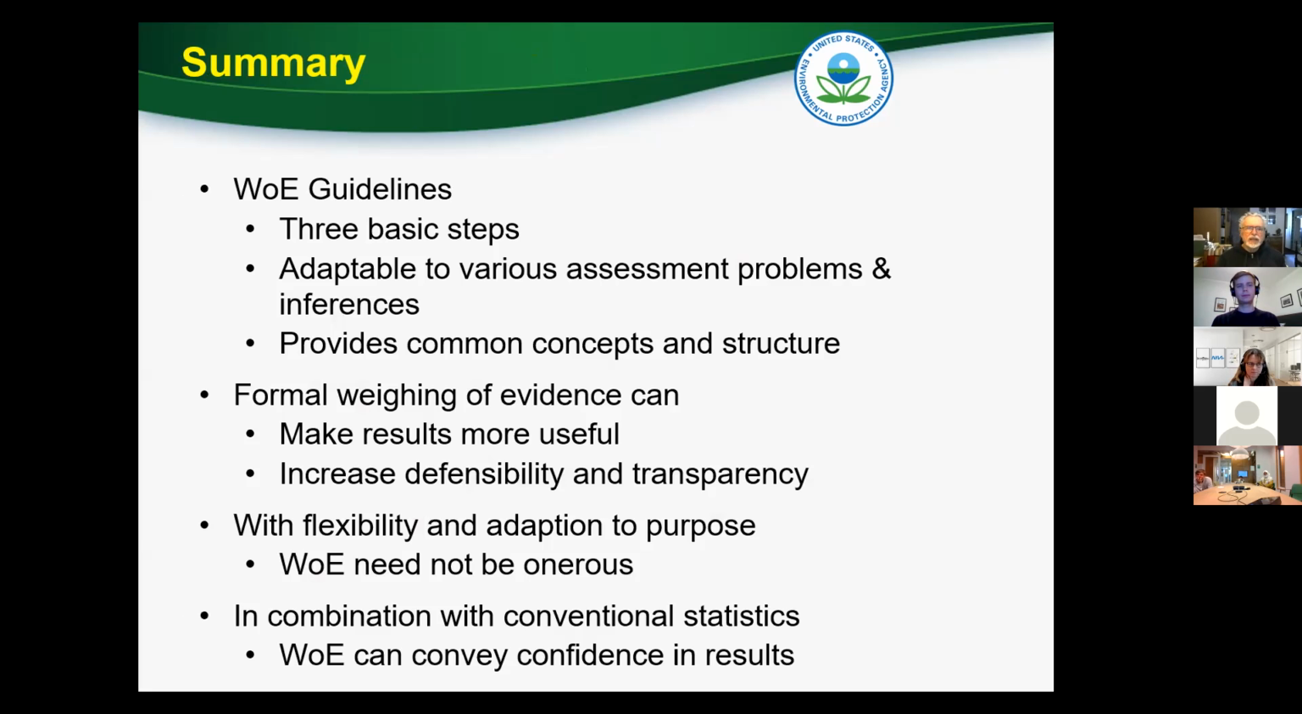So in summary, we have weight of evidence guidelines for the EPA. They have 3 basic steps. They're highly adaptable to various inference problems, and provide common concepts and structure. Formal weighing of the evidence can make the results of an assessment more useful, and increase defensibility and transparency. And because the method is flexible and can be adapted for purpose, it need not be onerous. And in combination with conventional statistics, weight of evidence can convey confidence in the results.